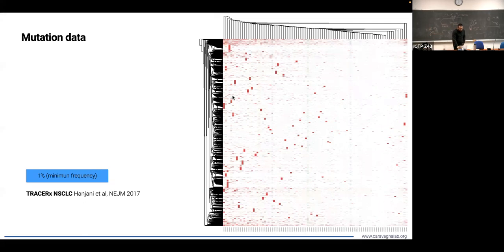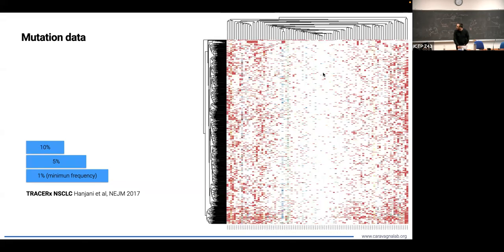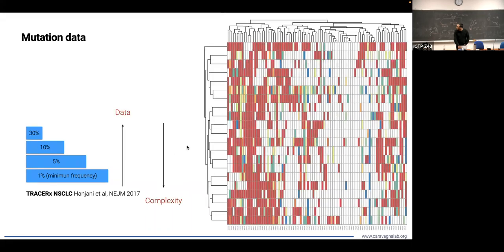So what I might decide to do is to increase the minimum frequency I want to look at and say, well, sure, let me look at mutations that happen in 5% of my cohorts, for instance. So I'm going to drop essentially rows out of this matrix, keeping the same number of columns. And still the signal is, well, there is a little bit of separation here, but things don't go very well. And then I can go on and increase this cutoff more and more.